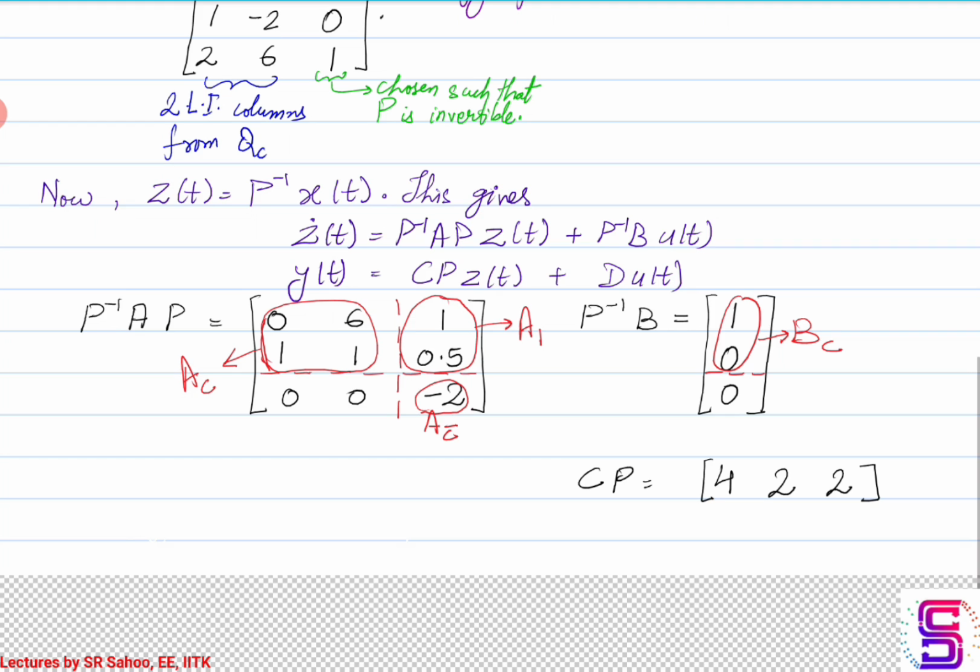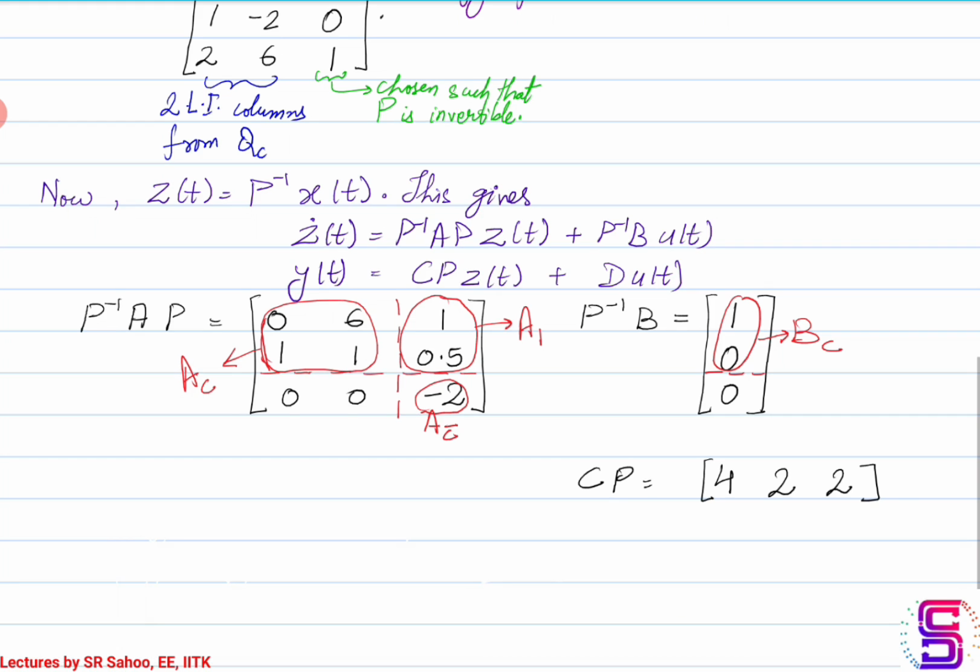So BC has to be of the size 2 cross 1. Now CP is in our case 4, 2, 2. If you notice, you can verify that the AC, BC pair in this case would be controllable. Also you can notice that the eigenvalue of AC bar is going to be -2, and it satisfies the criterion that all eigenvalues of the uncontrollable part should have negative real part.